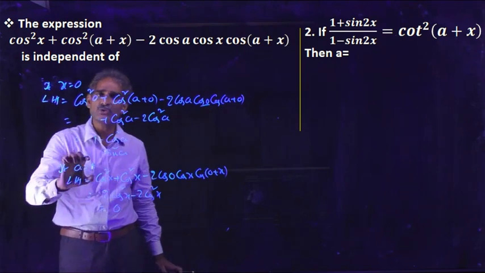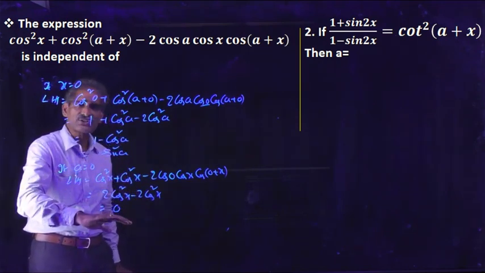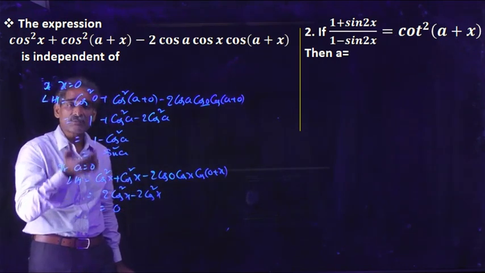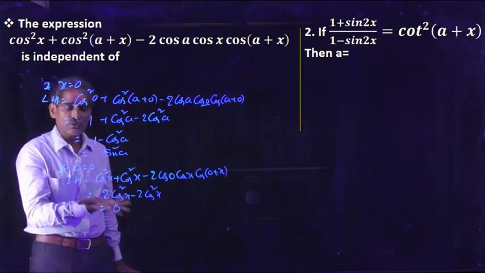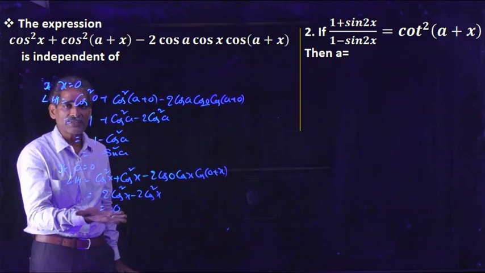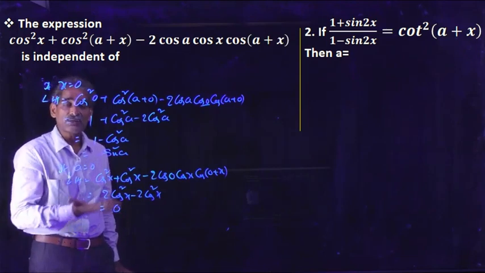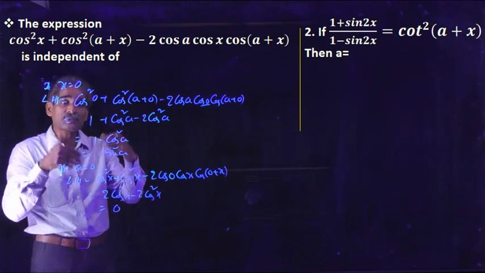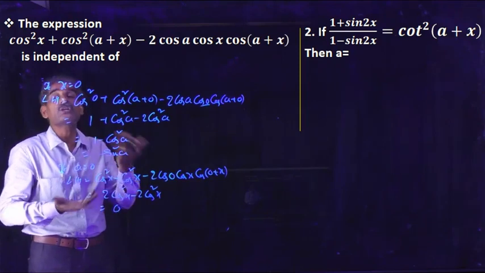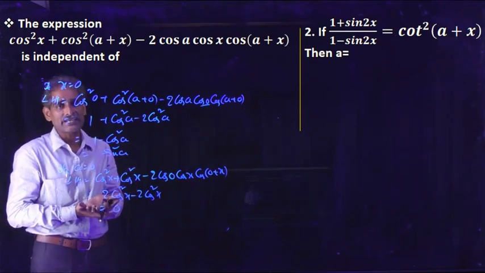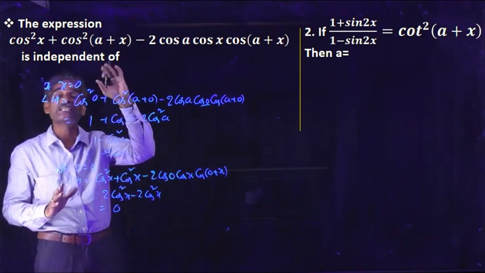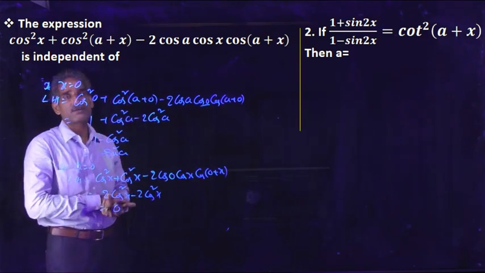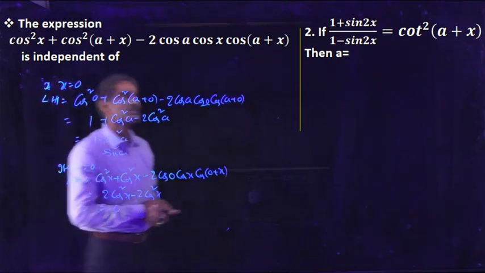If we take a equal 0, here also we are getting a constant value. That means the effect of x is not in the answer. There is no effect of x here. That means the total expression is not depending upon x, just only depending on a. So we can say that this given expression is independent of x, dependent on a. Okay, let's see the second one.